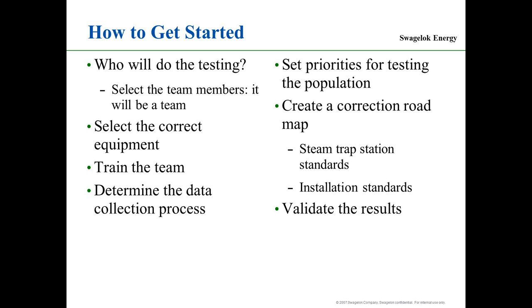Determine the data that's going to be collected for the collection process. You know, what data are you going to collect? You know, set priorities for testing the population. A big question is setting the priorities. People always say, we've got to go out and test the 400 PSI steam traps because they lose us so much money.